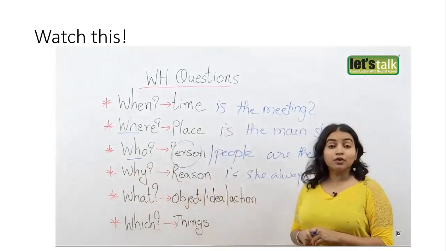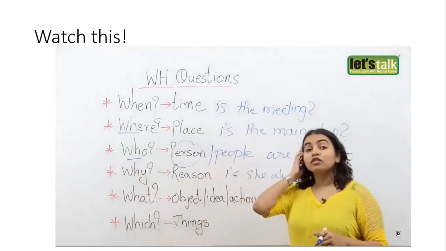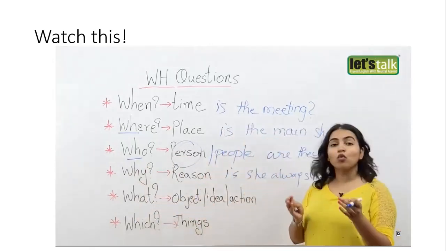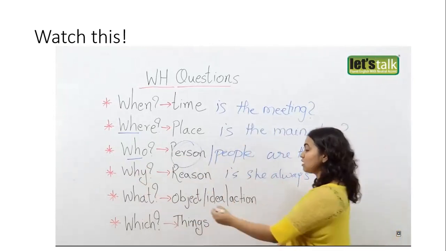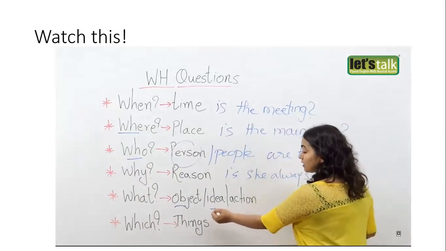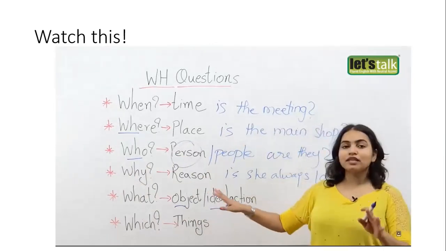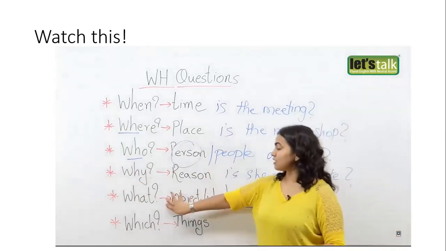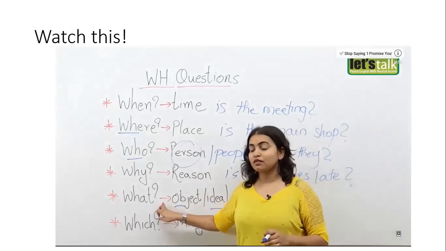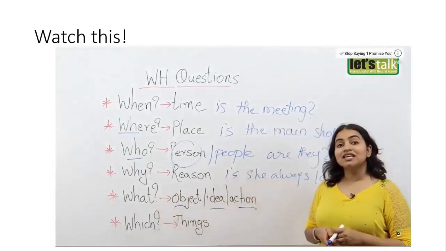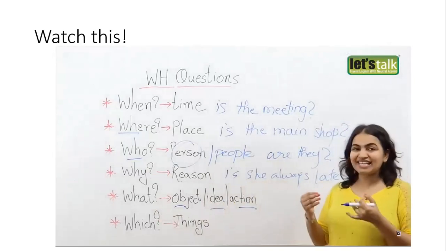Our next WH question is what. Now the question what always denotes or gives you information about an object, an idea, or an action. So let's deal with each of these parts at a time. So if I'm talking about an object, I could say, what is she doing? Or what is she eating?